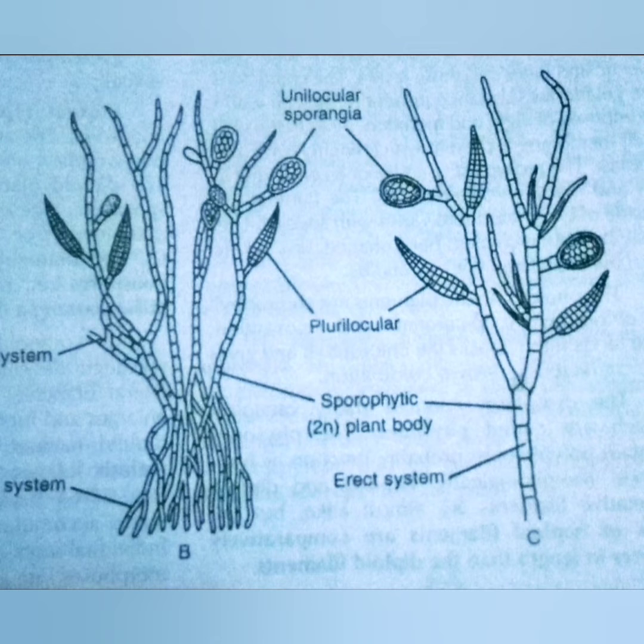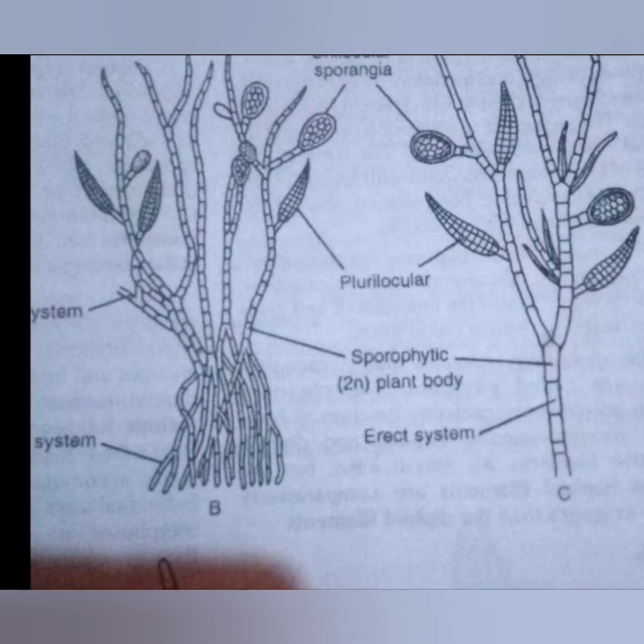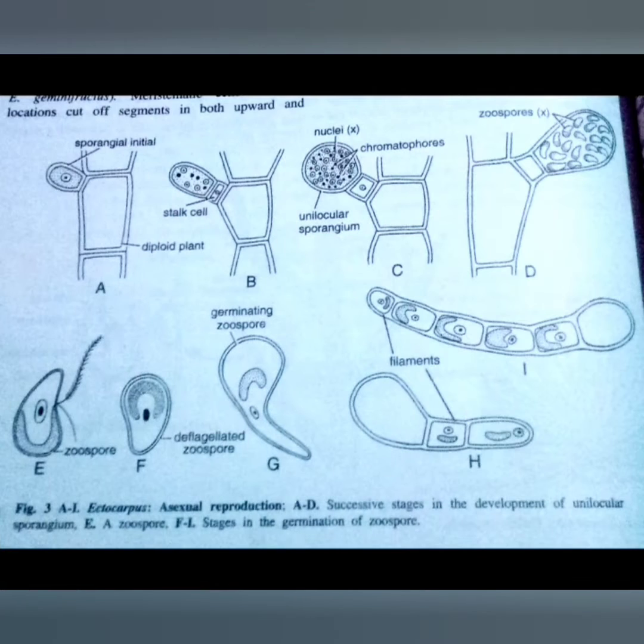Now this species Ectocarpus reproduces by asexual and sexual methods. In asexual reproduction, it usually takes place by a biflagellate zoospore. Here you can see in figure E, this is a biflagellate zoospore. So these Ectocarpus species, these algae, usually reproduce asexually by means of these biflagellate zoospores.